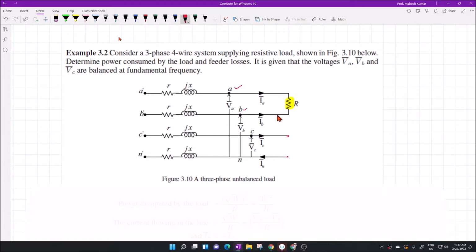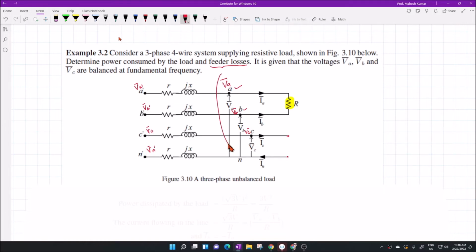For this system, we have to find the power supplied to the load and the feeder losses. Voltages VA, VB, VC are balanced. So the voltages here A, B and C are balanced. This is VA, this is VB and this is VC. This is VA', remember. This is VB' and this is VC', VN'.